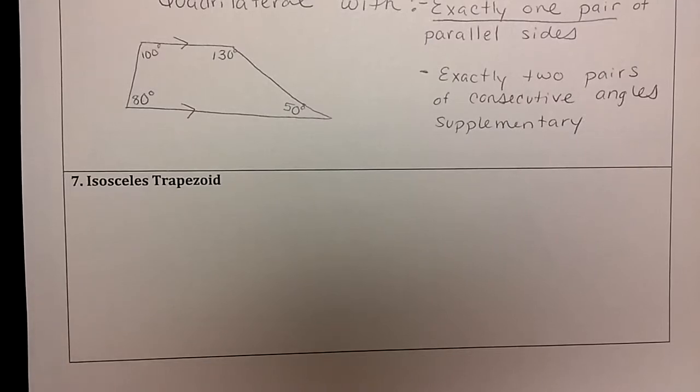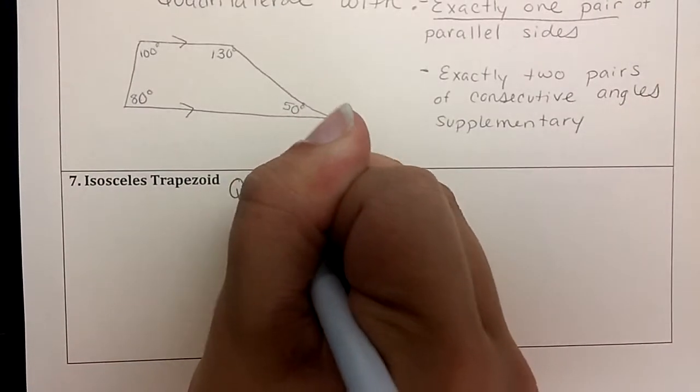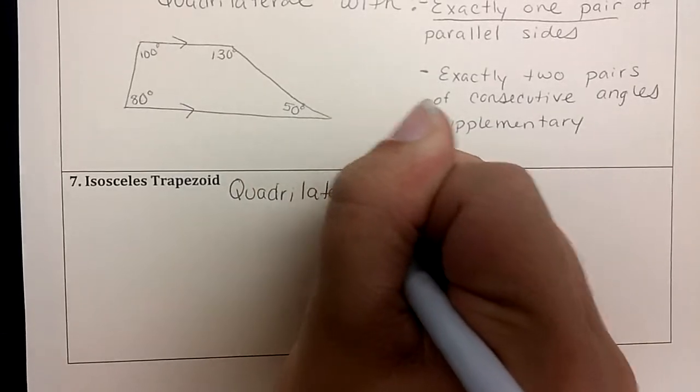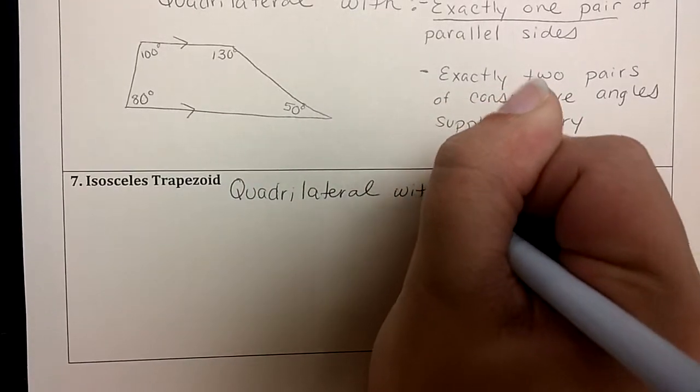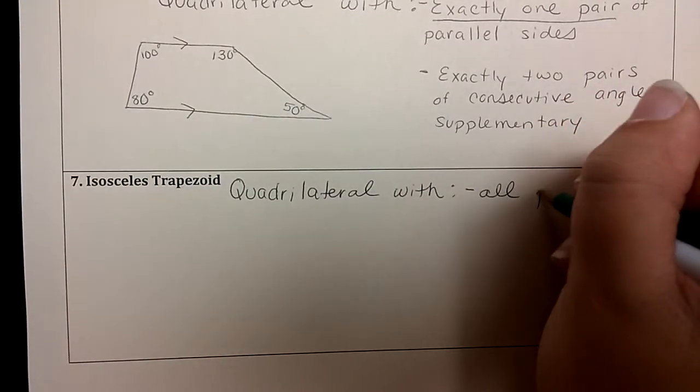An isosceles trapezoid. It is also a quadrilateral that has all the properties of a trapezoid.